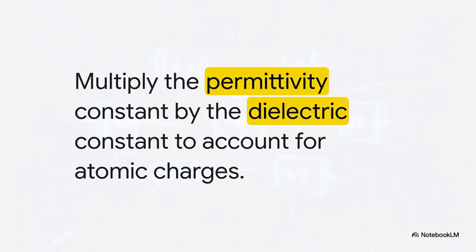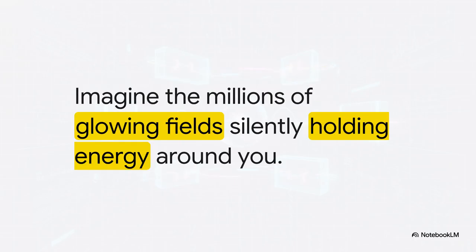Now, because the dielectric changes the very nature of the electric field, our ultimate mathematical tool, Gauss's law, has to adapt. When a dielectric is present, we simply multiply the standard permittivity constant by our new dielectric constant, kappa. This elegantly allows us to account for all those tiny shifting atomic charges without losing the beauty and simplicity of the original equation. And with that, our lab diagnostic is complete.